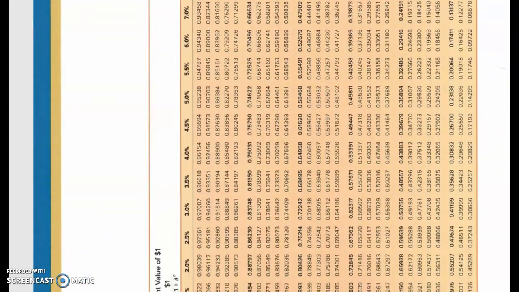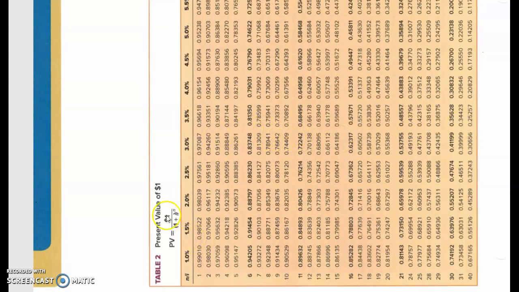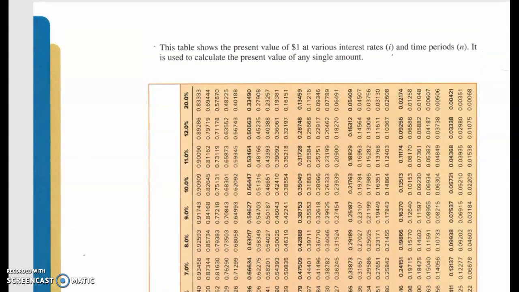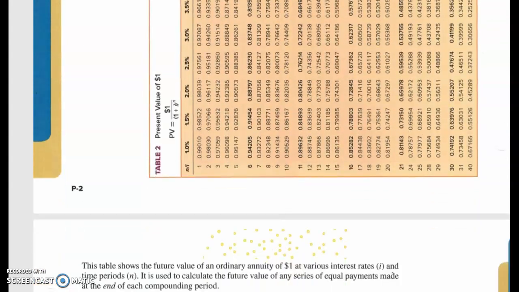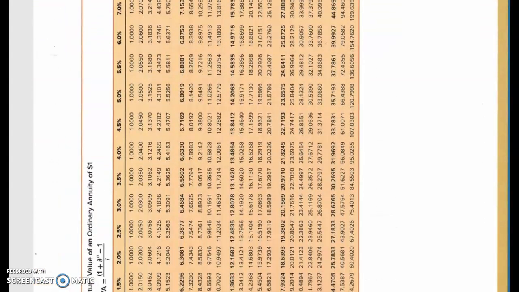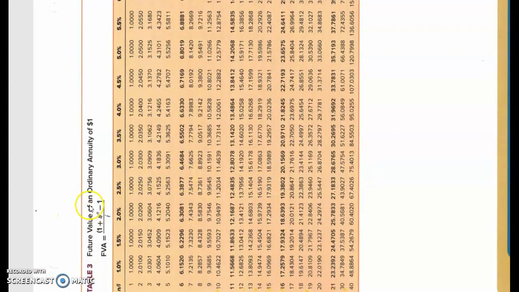The next table, table number 2, present value of $1, that table is used to calculate the present value of any single amount. Table number 3 is the future value of an ordinary annuity.